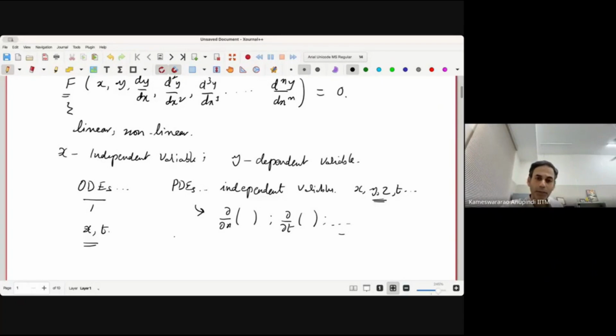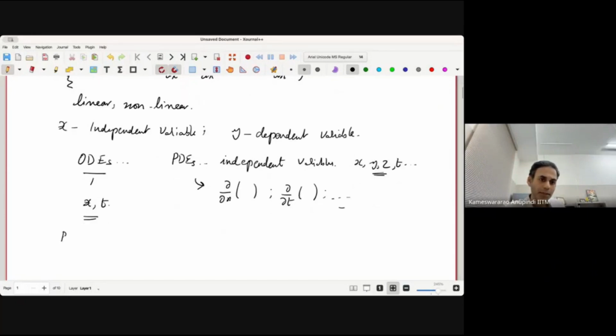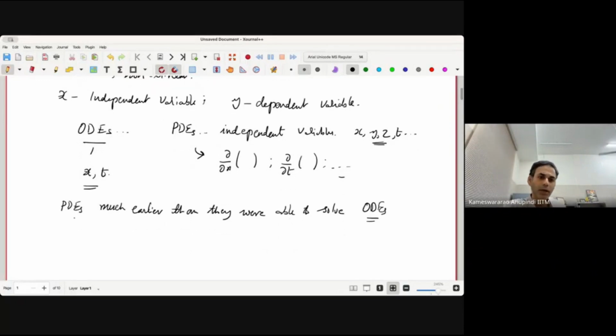So you have only one independent variable, and that basically makes them somewhat simpler to look at. However, historically, people were able to numerically solve PDEs much earlier than they were able to solve a certain class of ODEs, which are kind of difficult to solve. Only after a while, once solution methods for several PDEs were invented and applied, they were able to solve those ODEs. So that is something of a historical note.